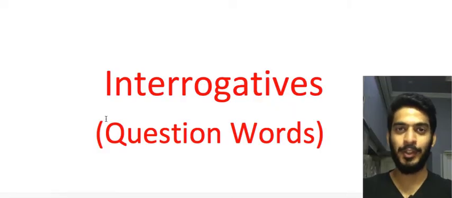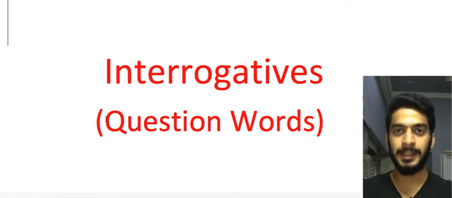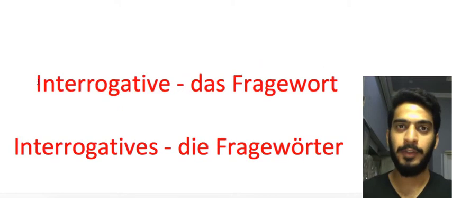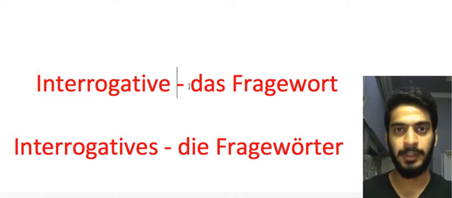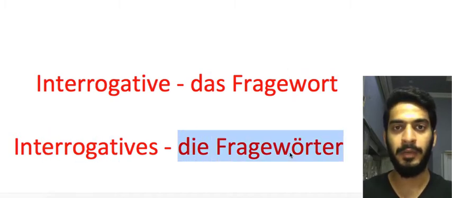Interrogatives, question words. In today's lesson, I'm going to explain 19 types of question words with examples translated from German to English. Through this complete explanation, you can form a complete sentence with a given question word. First, we have the translation for the word interrogative. The word is das Fragewort. Then, plural, interrogatives, die Fragewörter.